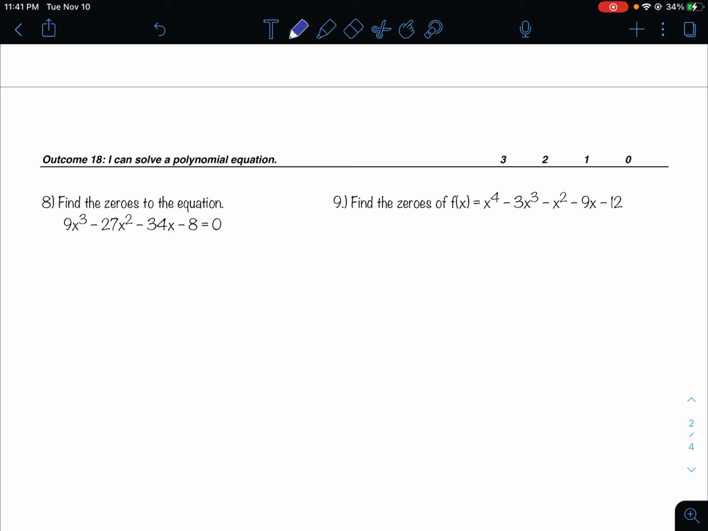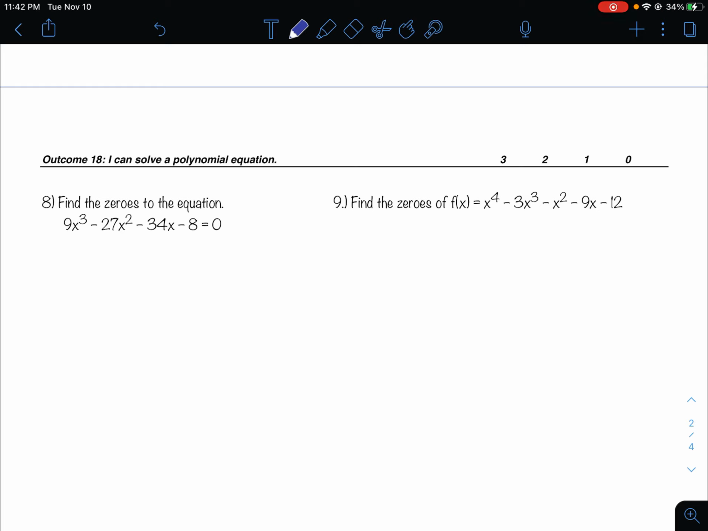Moving on to outcome 18. 18 is all about solving polynomials. So this is the big one. And this is probably where there's going to be the most issues on this test, is solving polynomials. It's a big one, and it can be kind of difficult. So one thing that you will see is the use of your graphing calculator is going to significantly help here.